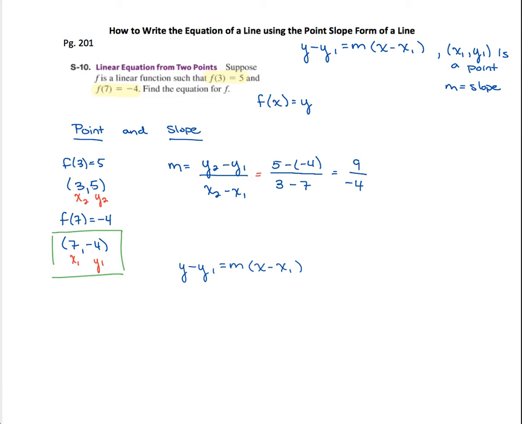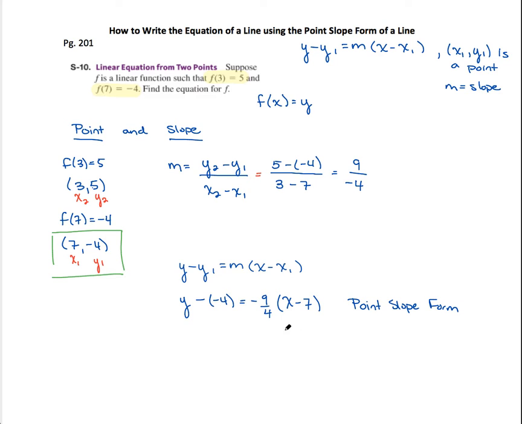Okay, let's do our substitution. I've got y minus, and I'm going to use negative 4 for my y sub 1. We know that the slope is negative 9/4. And then I've got x minus, and I'm going to use 7 for x sub 1. And so what we have here is the equation of a line written in point-slope form.